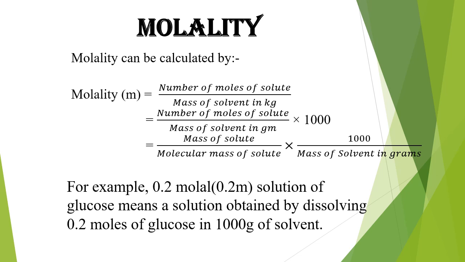To calculate the molality, the formula is the number of moles of solute divided by mass of solvent in kg. Again, if we are given the mass of solute, first we have to find the number of moles and then we calculate the molality. For example, a 0.2 molal or 0.2 m solution of glucose means a solution obtained by dissolving 0.2 moles of glucose in 1000 gram of solvent. Using this formula, we can find the molality of any solution.